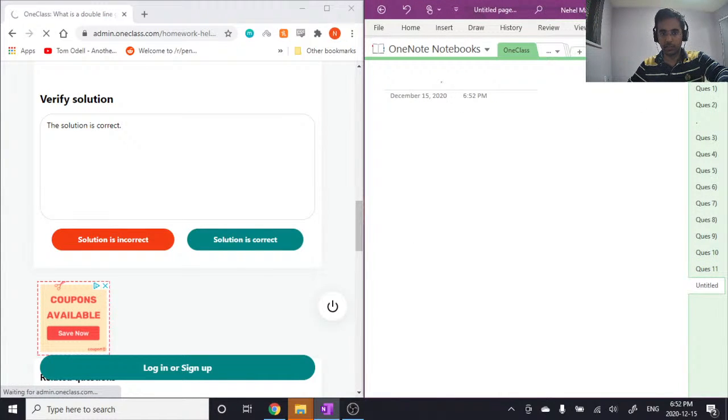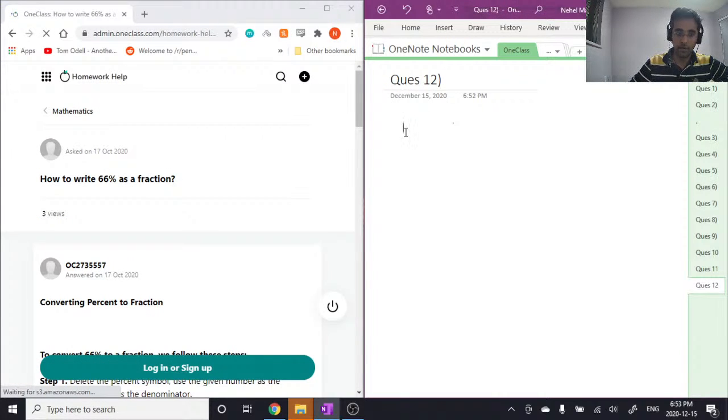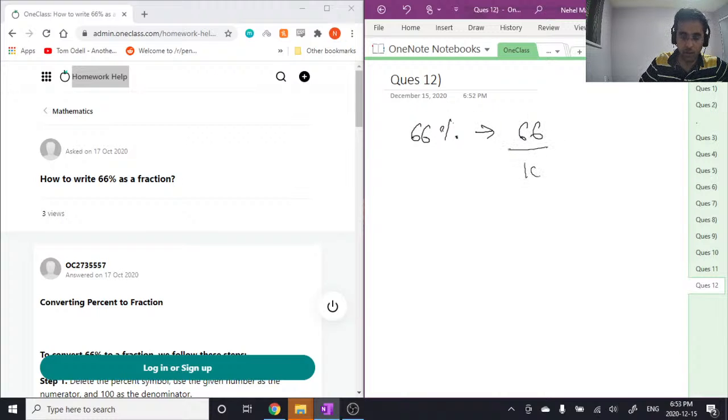Right, on to the next question. Question 12. How do you write 66% as a fraction? Anytime you're given a percent and you need to convert it into a fraction, the first thing you need to do is divide it by 100 and get rid of the percent sign. So 66% can be written as 66 divided by 100.